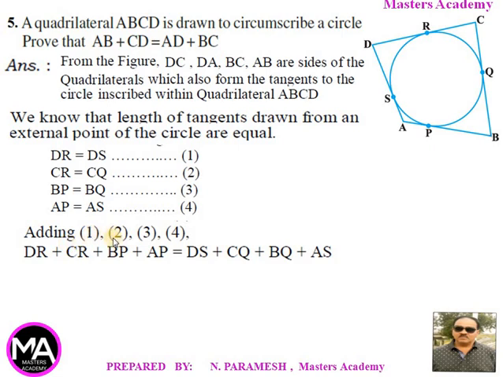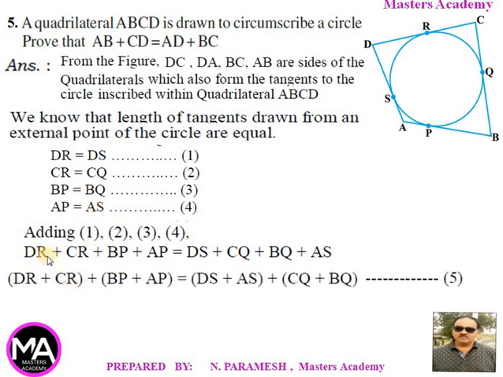Adding equation 1, equation 2, equation 3, equation 4: DR plus CR plus BP plus AP is equal to DS plus CQ plus BQ plus AS. Grouping, (DR plus CR) plus (BP plus AP) is equal to (DS plus AS) plus (CQ plus BQ), call this equation 5.